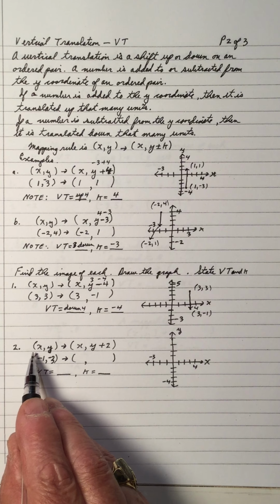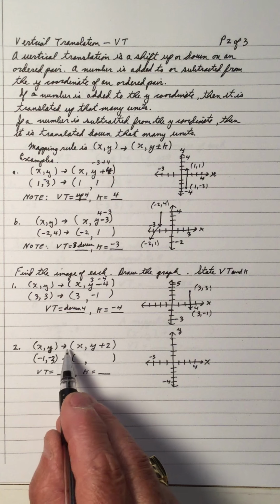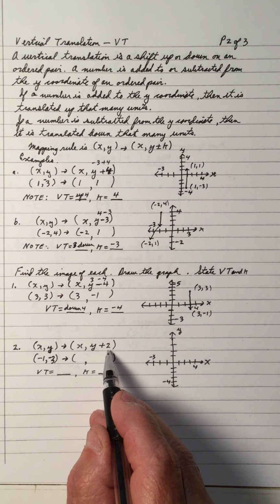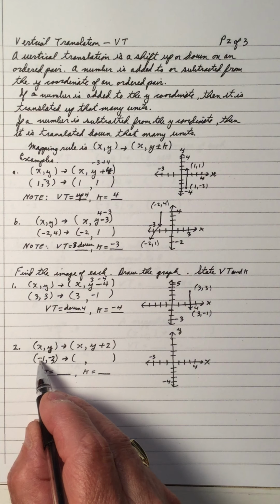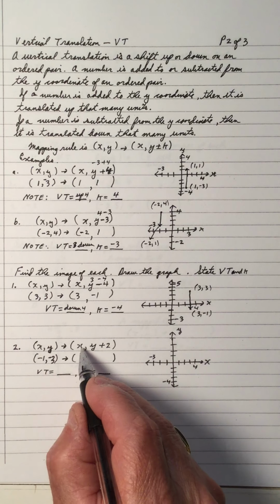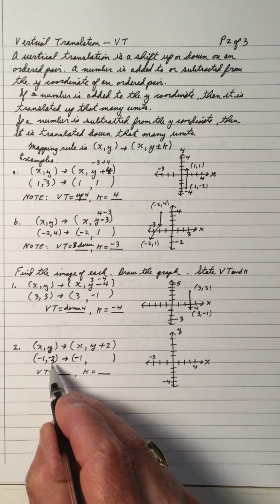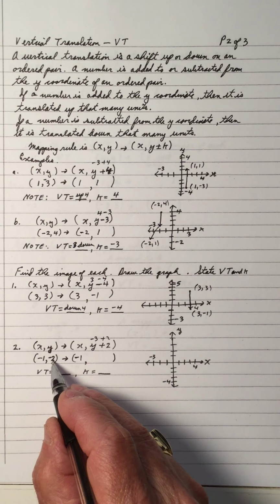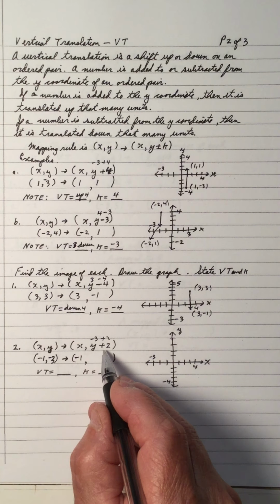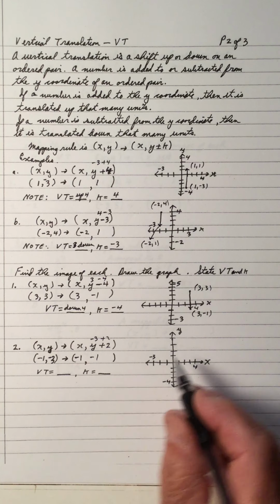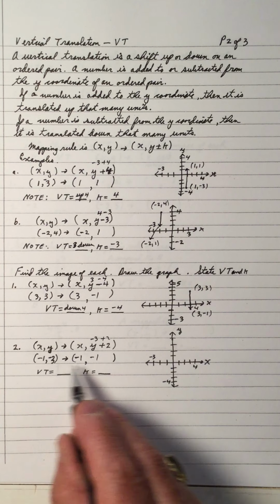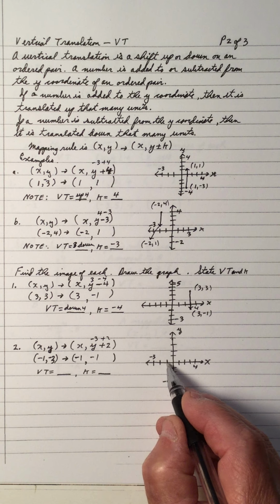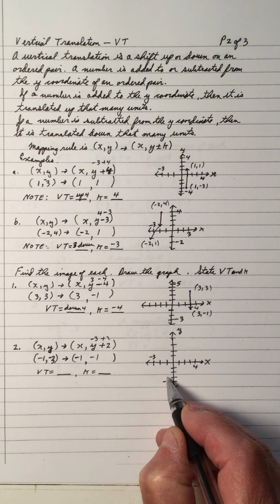Number 2. The mapping rule (x, y) is mapped to (x, y plus 2). So negative 1, negative 3. X stays as an x. Negative 3, add on 2. Y is negative 3. Negative 3 plus 2 is negative 1. So the ordered pair is (negative 1, negative 3), which is right here.